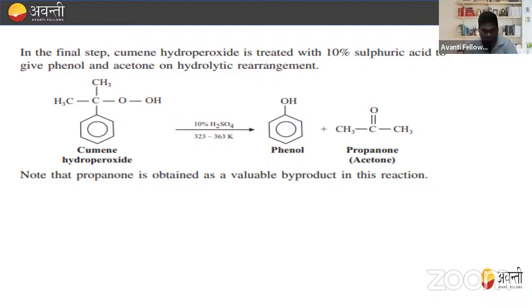So this will react with 10% H2SO4. It will give phenol plus propanone, or we say acetone. Note that the acetone obtained is a valuable byproduct of this reaction. So this plays a very important role, and it is a very valuable byproduct in this reaction.